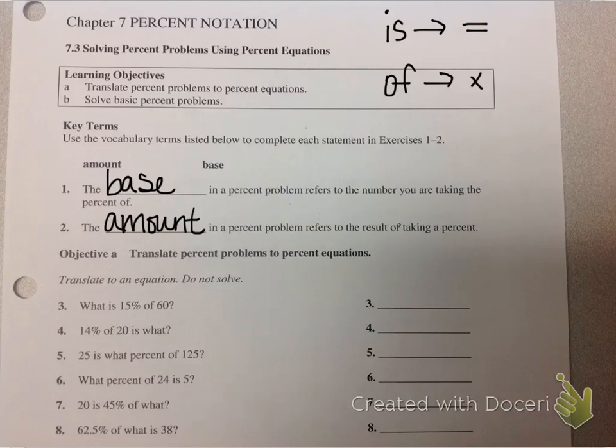So when I go down here to my problem, what is? Now we have to use a variable to represent the unknown. So I'm going to write over this in a different color so you can see it a little bit better. What is? So I'm going to replace that with a W, is 15% and then of 60. So what is that going to look like again? W is 15% times 60.